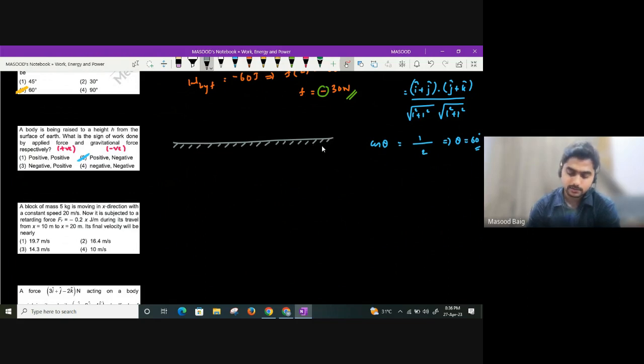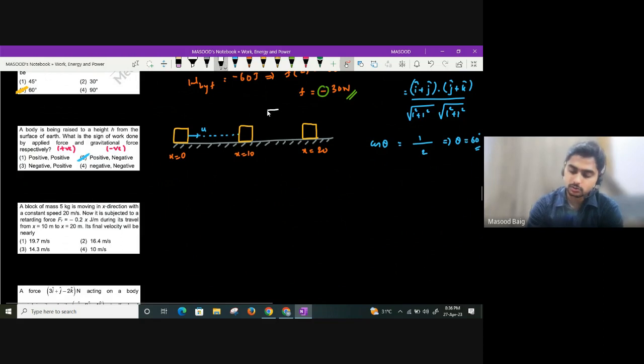Block of mass 5 kg, let us say. Here you have taken a block. It is moving with some speed, let us say u. It will continue moving till x is equal to 10 meters. Now from x is equal to 10 meters to x is equal to 20 meters. This is x is equal to 0, x is equal to 10, x is equal to 20. While it is moving from 10 to 20, it is subjected to some retarding force. Before that there is no retarding force, so whatever is the speed, just before 10 meters also it will be u only.